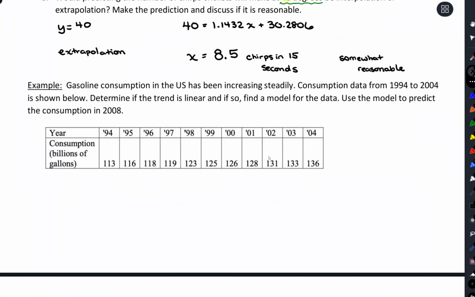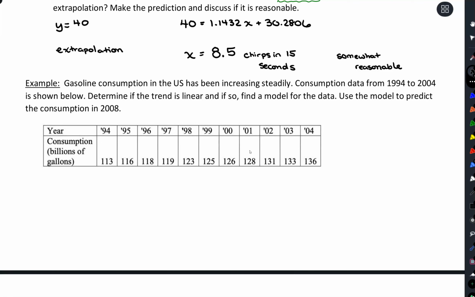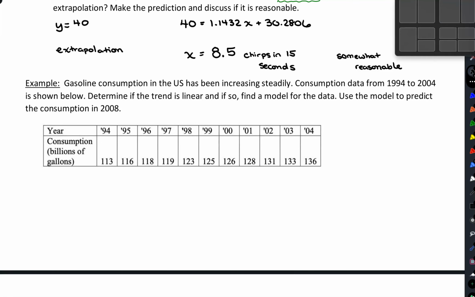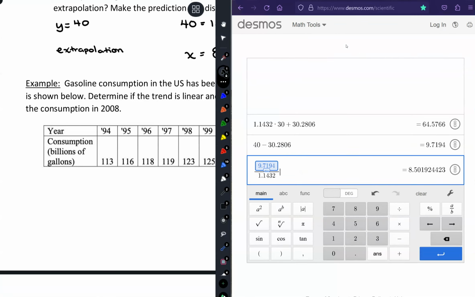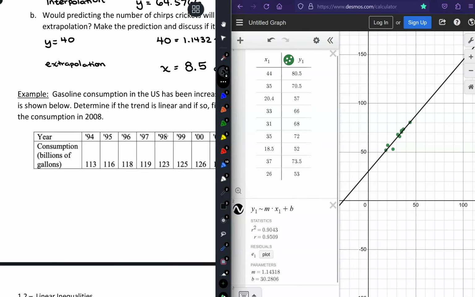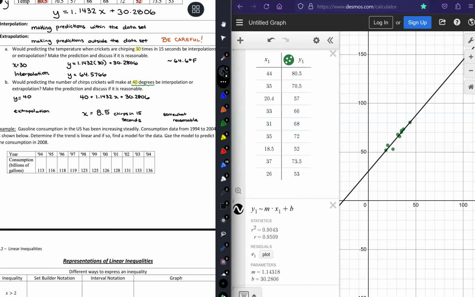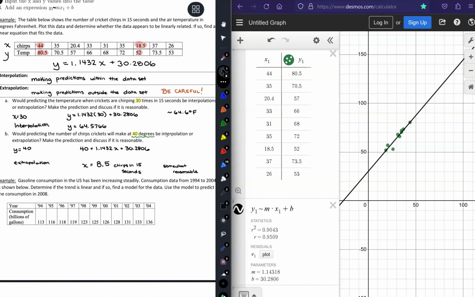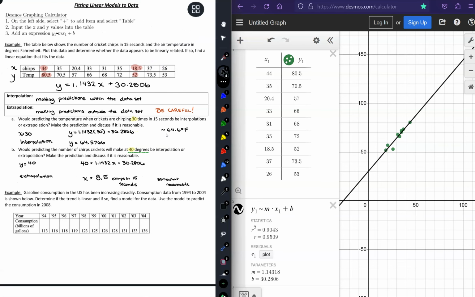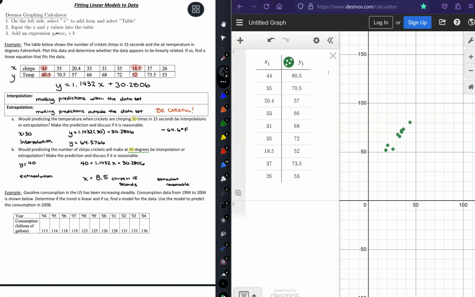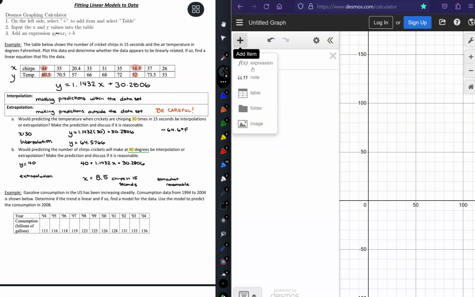Okay, let's look at one more example here, just kind of a fresh start to go through that process again. So we have some data here, and we have these years and gasoline consumption from 1994 to 2004. Determine if the trend is linear, and if so, find a model for the data and use the model to predict what's going to happen in 2008. So we are going to be extrapolating here because we're going outside of the model. We're not going too far outside of the model, so we should be okay, but we just want to keep that in mind.